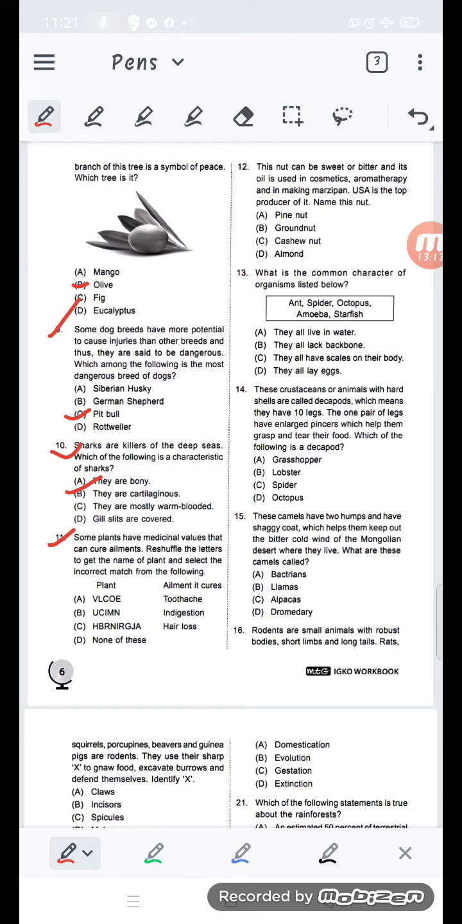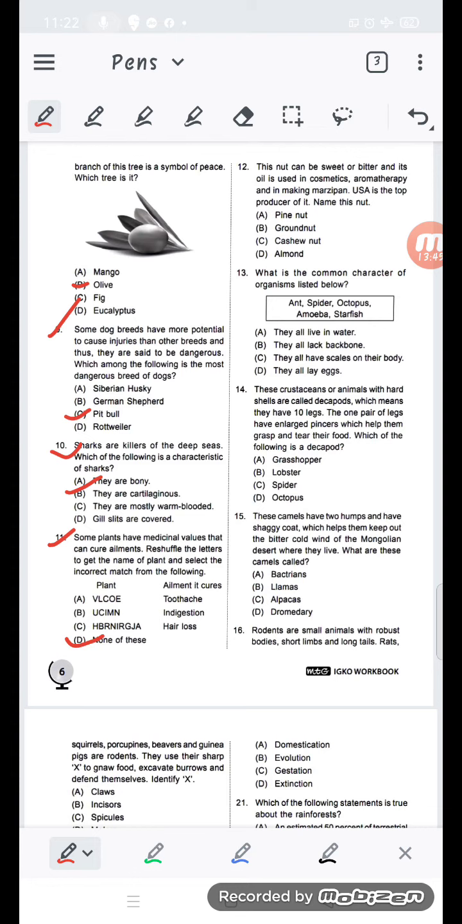Okay, so we'll see. Valcoi to take. Eucumen indigestion. Habnirja hair loss. D, none of these. Yes, Valcon is to take, right? So, the incorrect one is option D, none of these is incorrect.